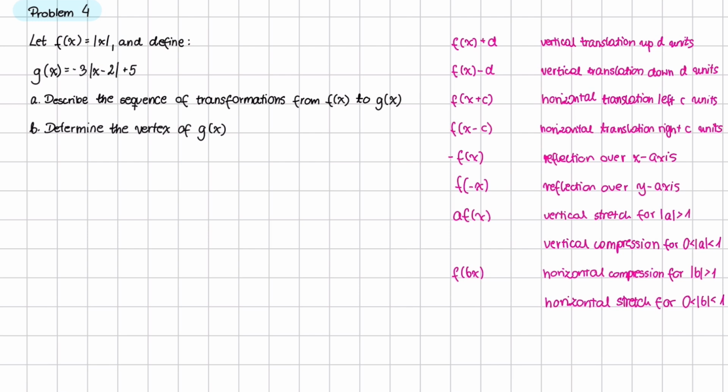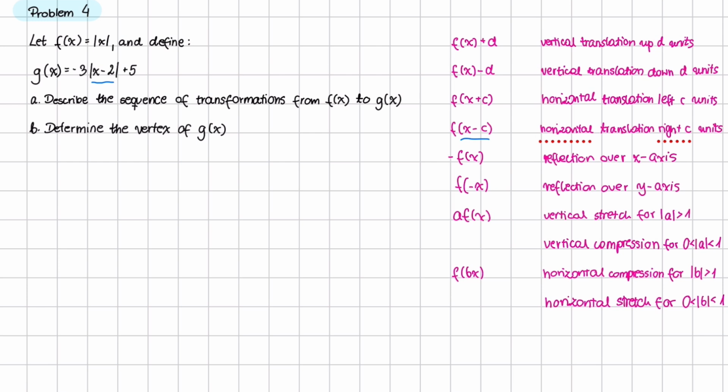And we have to describe the sequence of transformations, so step by step. Firstly, we're considering what's going on right next to x. So we have x minus 2. And we're looking at our small sheet, and we have x minus c. So like in our absolute value, x minus 2, so a horizontal translation right c units, so in our case, right by 2 units.